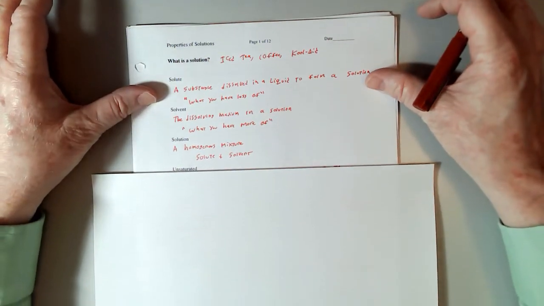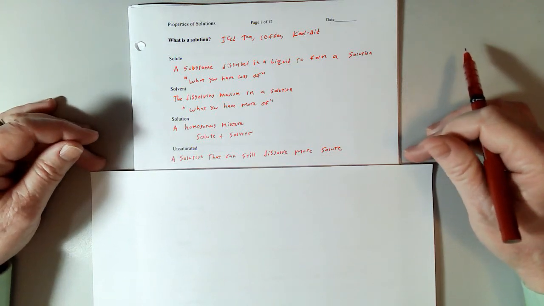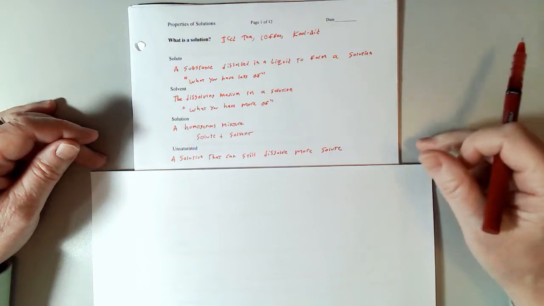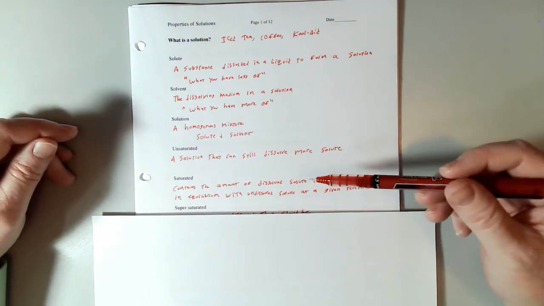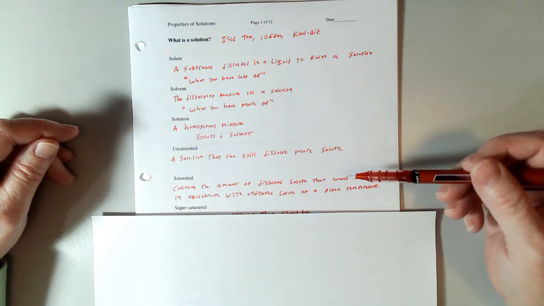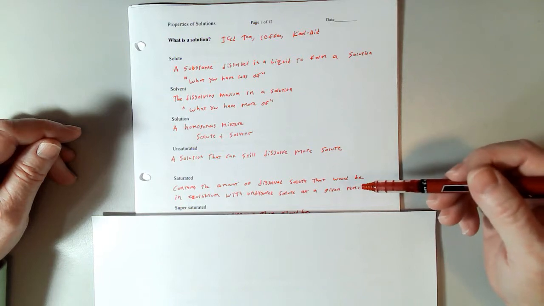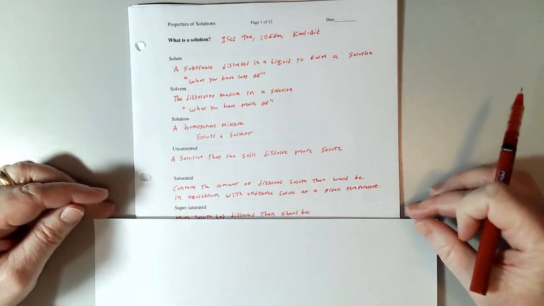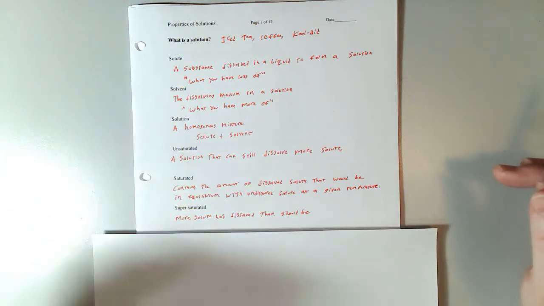Now we have a few terms here about solution concentration. Unsaturated, a solution that can still dissolve more solute, versus saturated, containing the amount of dissolved solute that would be in equilibrium with undissolved solute at a specific temperature. And supersaturated, more solute has dissolved than should.